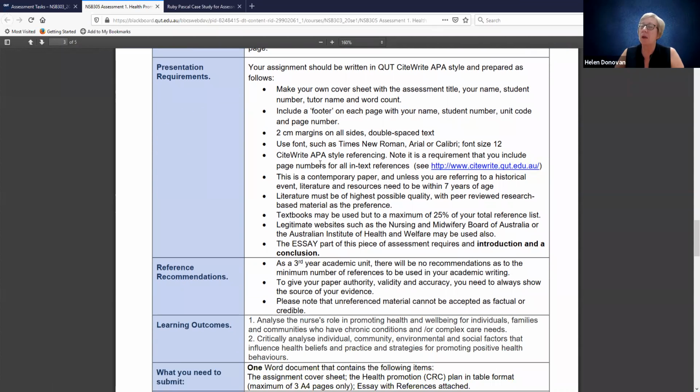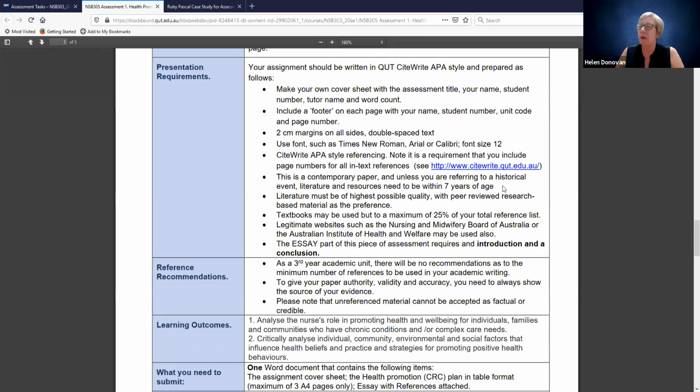These are the recommended fonts. Now, as you know, the APA style referencing has changed, and we are now using APA 7. So make sure you're very familiar with APA 7 and go to SiteWrite, have that beside you so that you're constantly checking. It's also a school requirement now that all in-text references have page numbers, not just some, but all of them, so you need to do that.